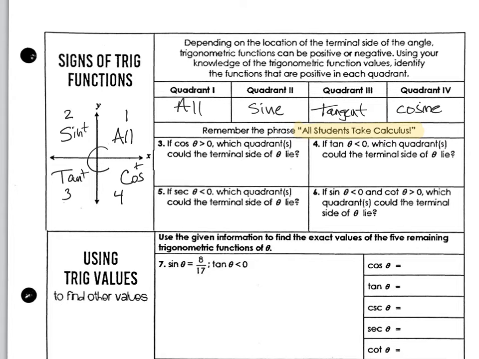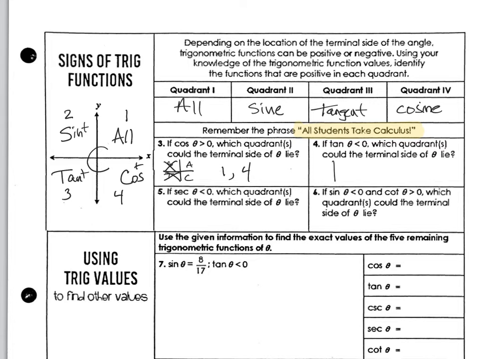So now we're going to use this little information to sort of figure out the answers to these questions. If the cosine is greater than 0, that's a fancy way of saying positive. Where could the angle be? All right, so if the cosine is positive, it's not here or here, so it looks like it's quadrants 1 or 4.